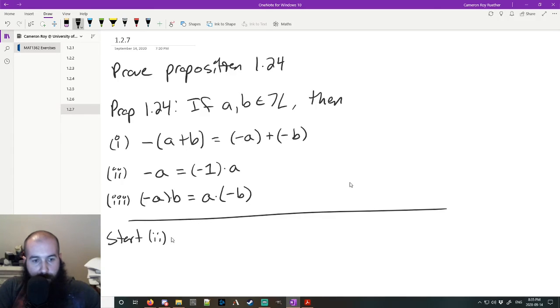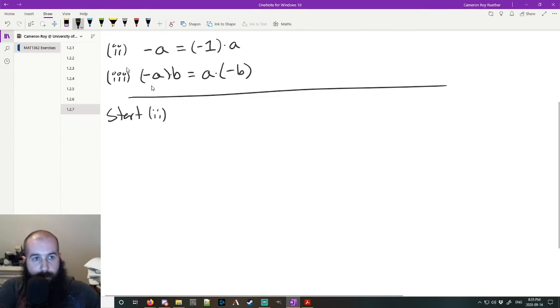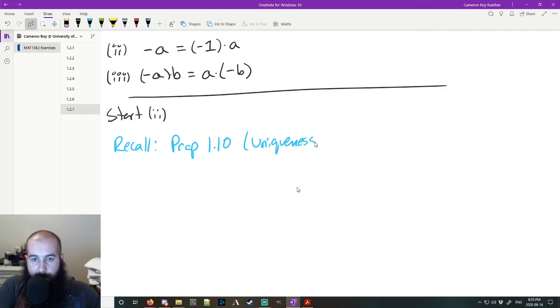So let's start with 2. And to prove 2, I would like to use some propositions from the notes. So let's recall. I'll pull up the notes here. The first one is proposition 1.10, which is the uniqueness of the additive inverse.